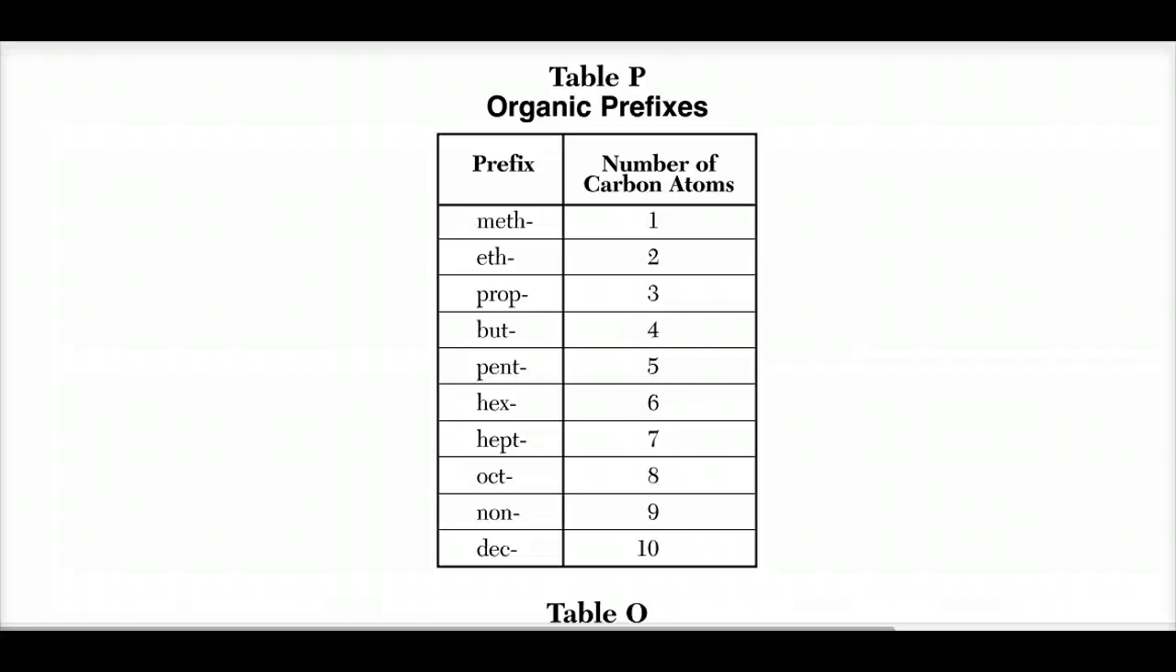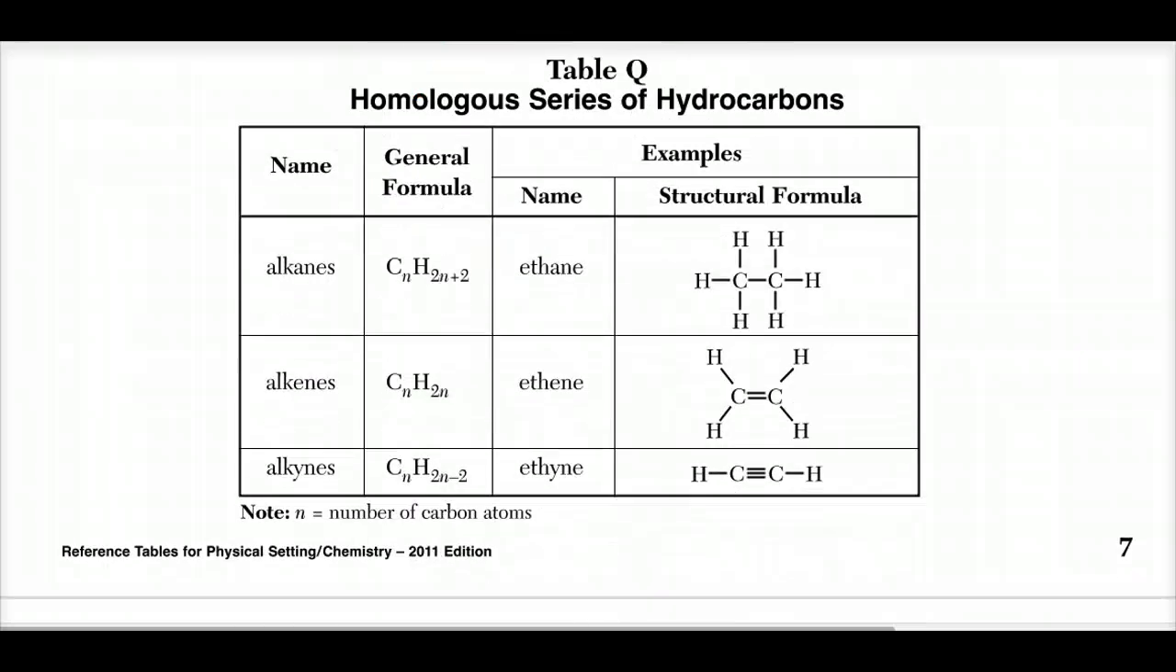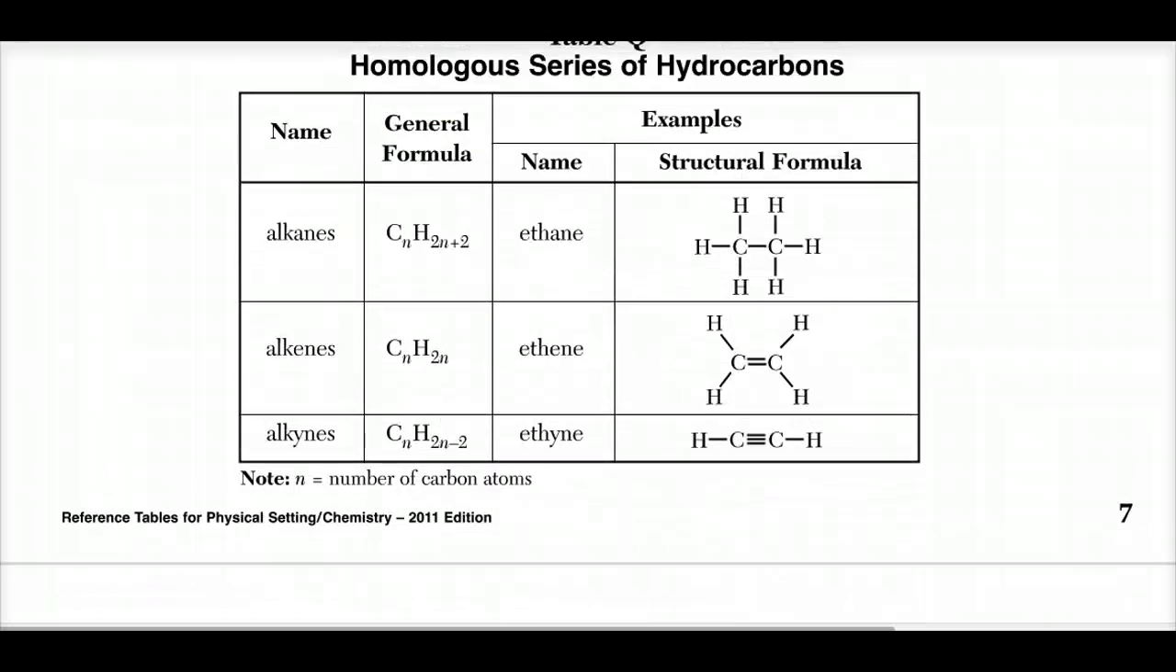Okay, so Table P gives us the prefixes to name organic compounds, like C3H8. I have 3 carbons in my chain, so it starts with a prop. If I had 4, it's a but, and so forth. So these tell me how to name things based on the longest continuous chain. Very straightforward. Table O is a very important table. It shows me who's a saturated and who's an unsaturated hydrocarbon.